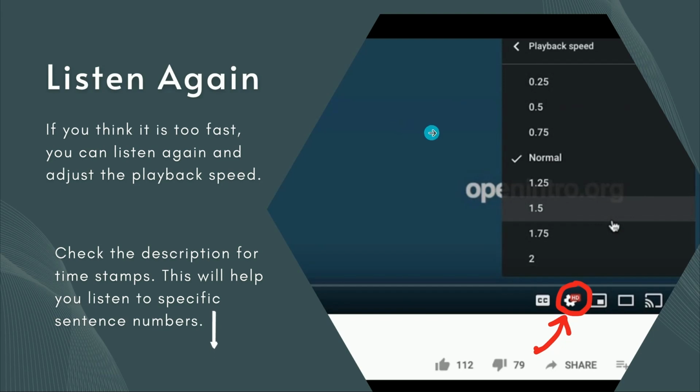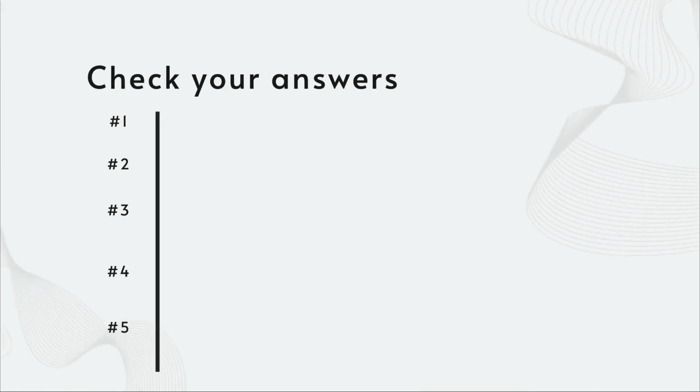Now, if you want to listen again and focus only on a specific sentence, then I recommend you check the description and check for timestamps. The description will tell you what time I read each sentence, so you can go back and click the timestamp. Now, if you feel like you don't need to listen again, or you've already gone back and listened again, now let's have a look and check our answers. So check your answers. Let's start with number 1.